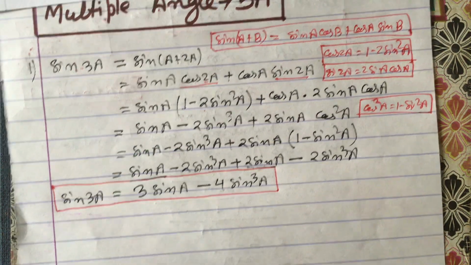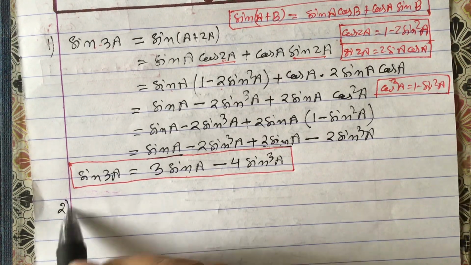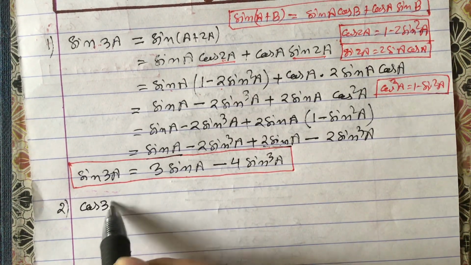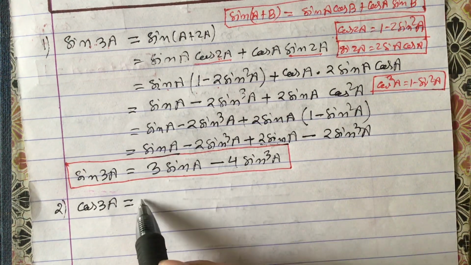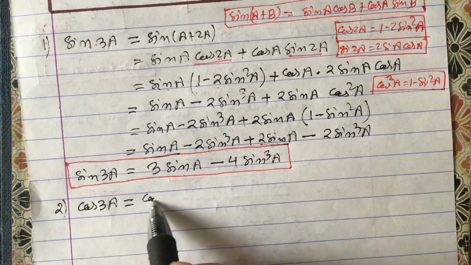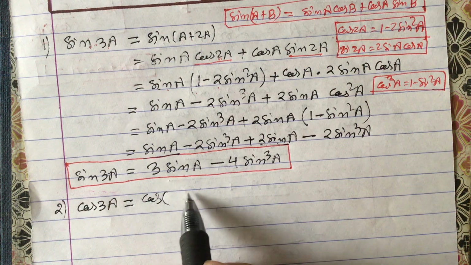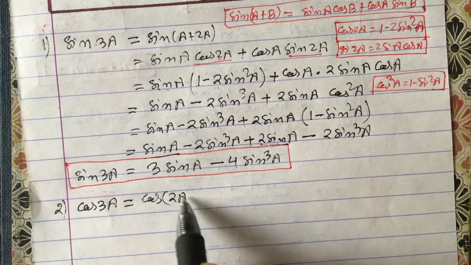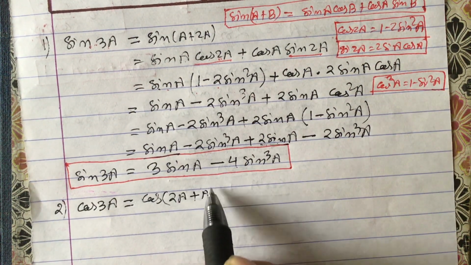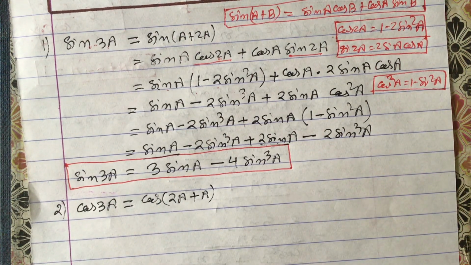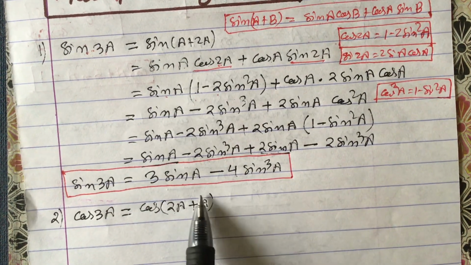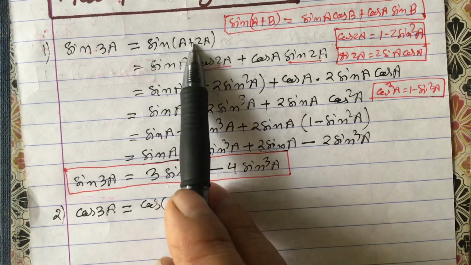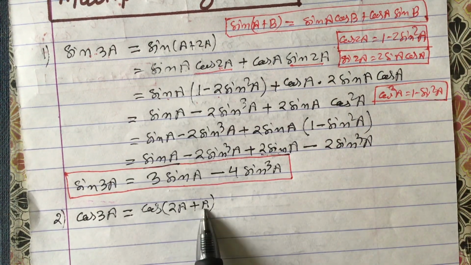Similarly, now I am going to tell you how to derive the formula of cos 3A in terms of cos. Okay, the formula of cos 3A will come in terms of cos now. Cos 3A can be written as cos of either A plus 2A or 2A plus A. Any one you can write. Here I am writing 2A plus A, but you can write A plus 2A also. Same thing. Both we can do.